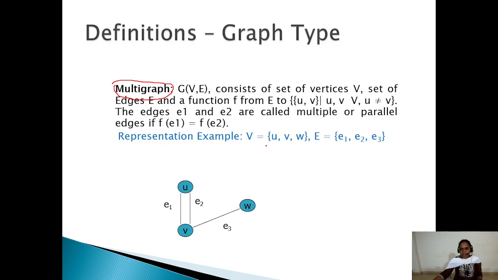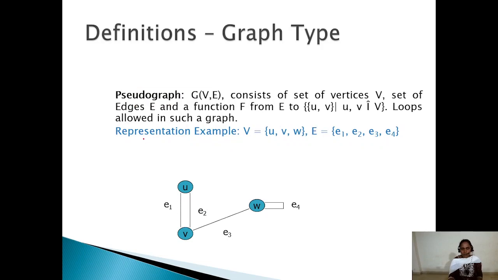Representation of the example: V means vertices. How many vertices? U, V, W. Edges E1, E2, E3. This is the multigraph, one type of graph.